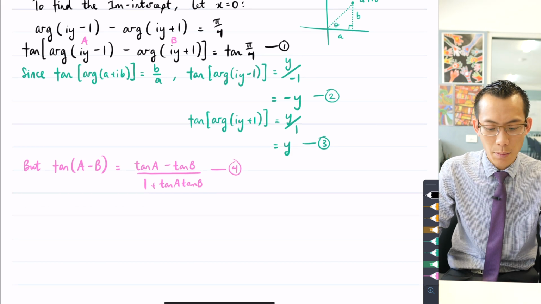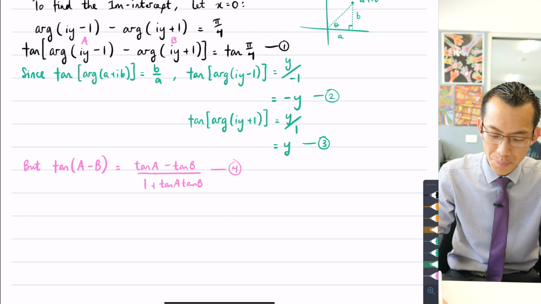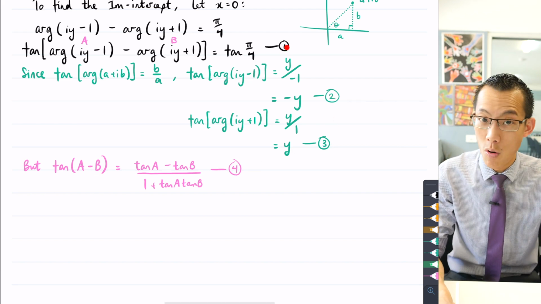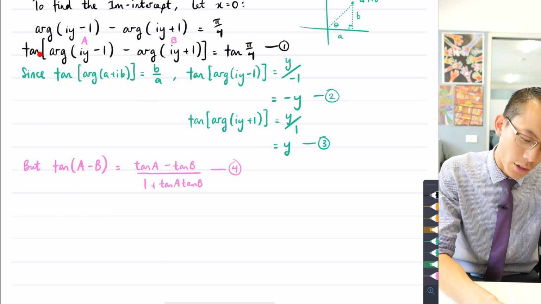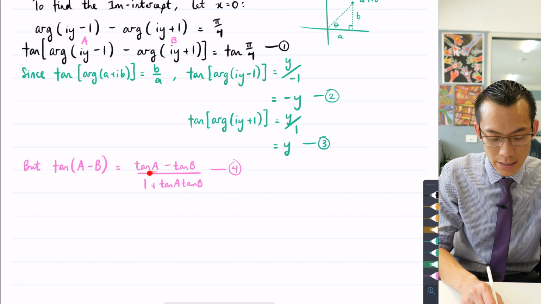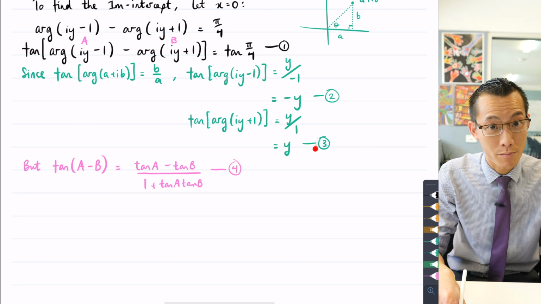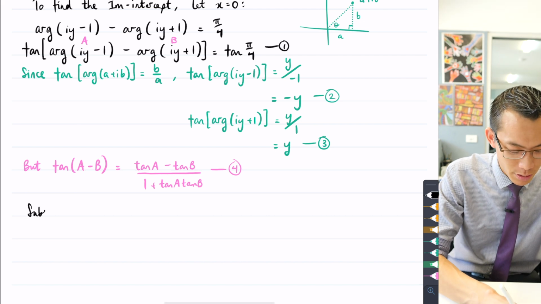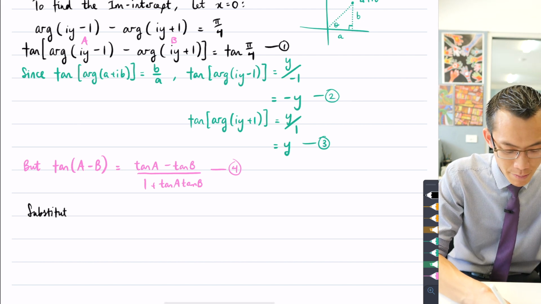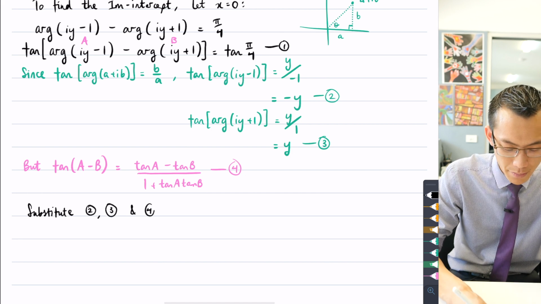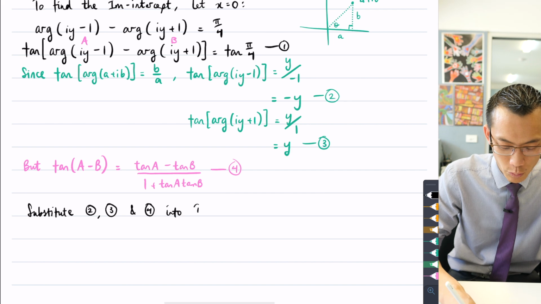So what I'm going to do is take, because I need all of them, 2 and 3 and 4, and substitute them into 1 because that's the situation I've got. I've got a tan of a minus b, it's going to become this, but then in order to work out what tan a and tan b are, I need my results from 2 and 3, okay? So let's have a go. Substitute those 3 results, 2, 3 and 4, into my main line of working, which is 1.